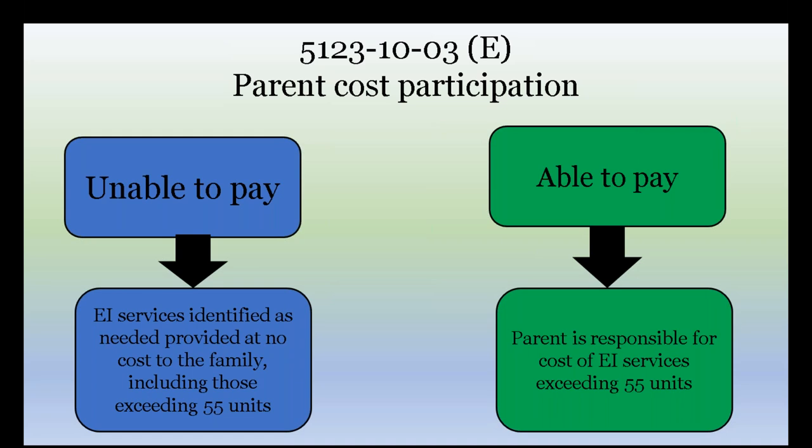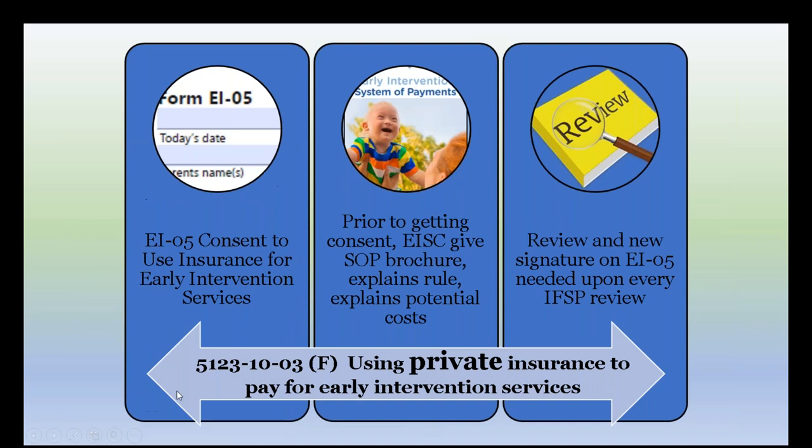Now, a parent shall not be charged more than the actual cost of the early intervention service, and if they have private or public insurance, shall not be charged disproportionately more than a parent without insurance. The early intervention program shall not use the private insurance of a child or parent to pay for early intervention services without written consent of the parent obtained using form EI05, which is our consent to use insurance for early intervention services.